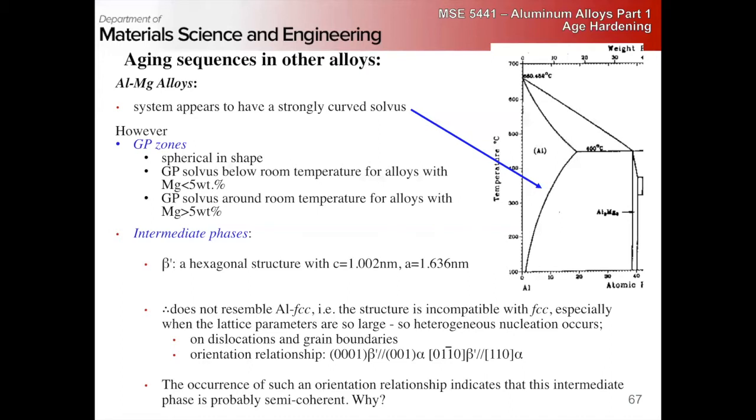Elastic distortion due to the size mismatch, right? And essentially, where did our strengthening in GP zones come from? The elastic interactions between the dislocation and the strain field around the GP zones. So if we have spherical GP zones, right, this likely tells us that our elastic distortions aren't all that great because aluminum and magnesium are much closer in size than aluminum and copper, right? And so we're not going to have nearly as good of strengthening from GP zones. And the solvus is very close to room temperature or below room temperature for the GP zone solvus.